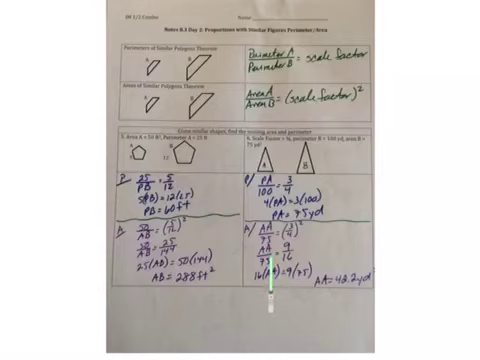So I cross multiply. 16 times area A equals 9 times 75. Divide both sides by 16, and area A equals 42.2 yards. And that finishes up section 8.3.